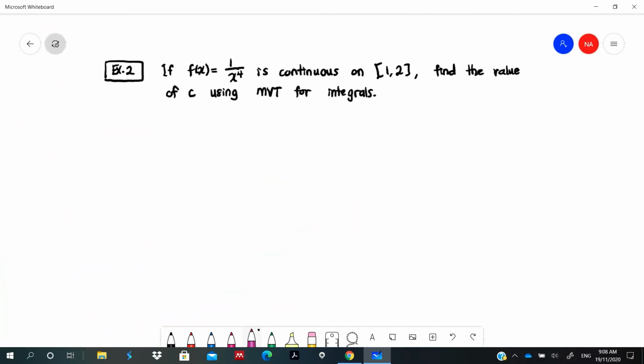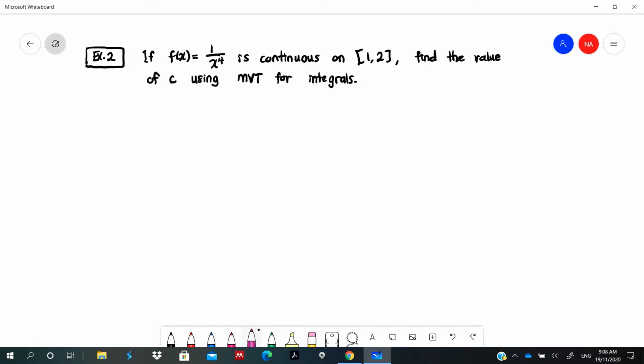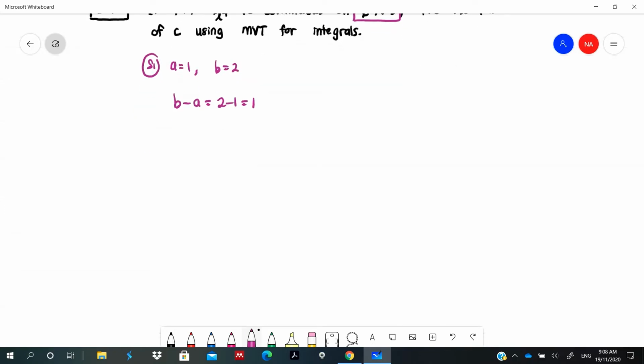Let's look at example number 2. We have the function f(x) equal to 1 over x to the power 4, which is continuous inside this interval. So step number 1, to determine the value of a is 1 and the value of b is 2. Next is to find b minus a, which is 2 minus 1, we'll get 1. For step number 2, we find f(c). f(x) is given by 1 over x to the power of 4, so of course f(c) will be 1 over c to the power of 4.